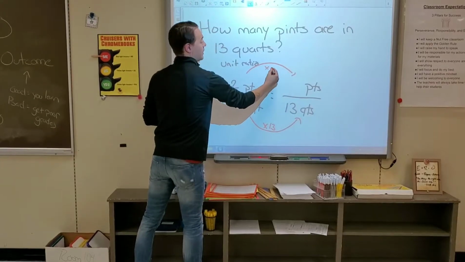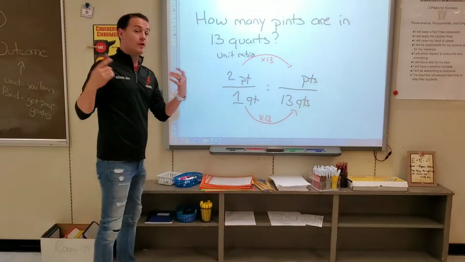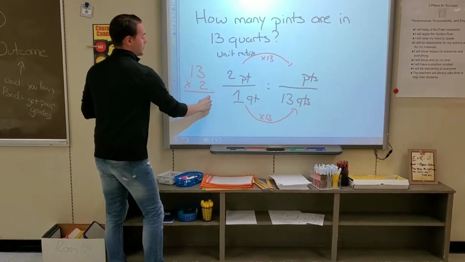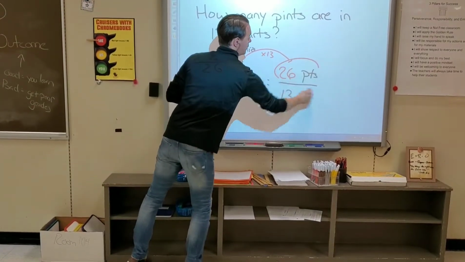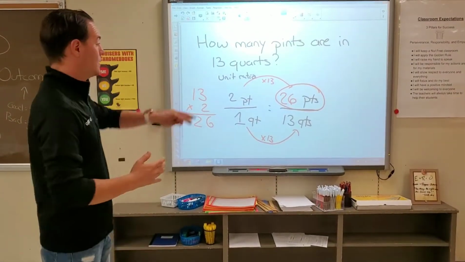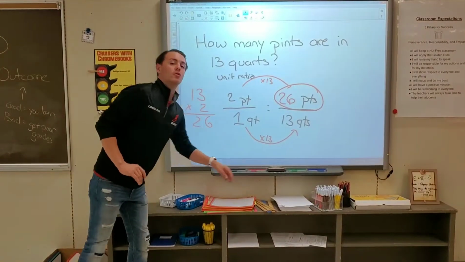So I'm going to multiply by 13 on the top. 2 times 13. If I don't know that off the top of my head, I can always come over, multiply. 6, 2, 26. So there are 26 pints within 13 quarts. That is a nice way for us to be able to see that. All right, let's take a look at another problem.